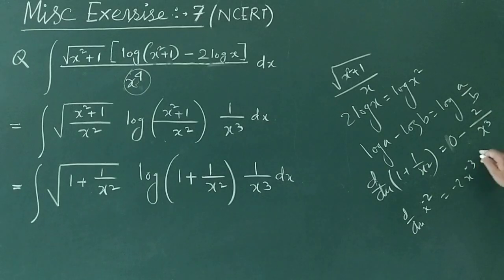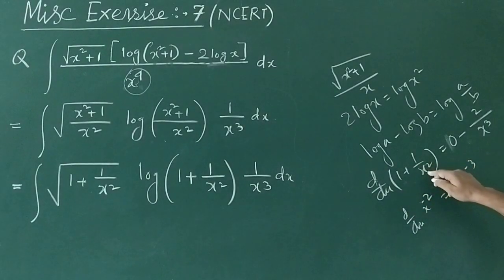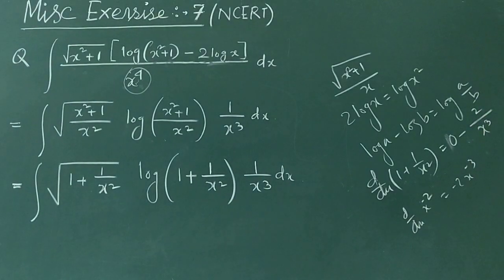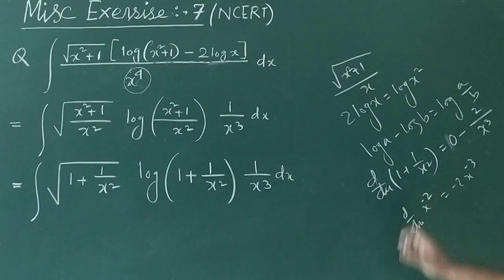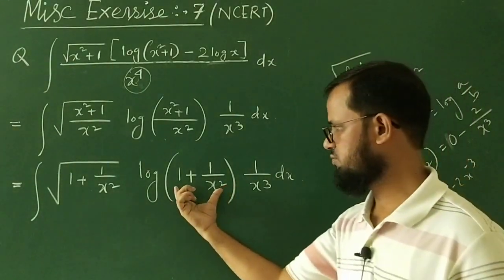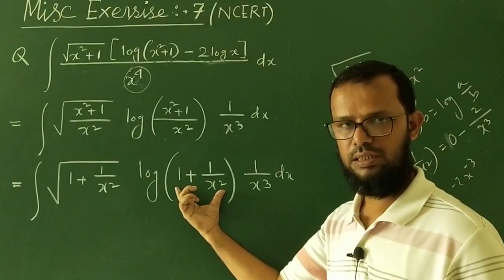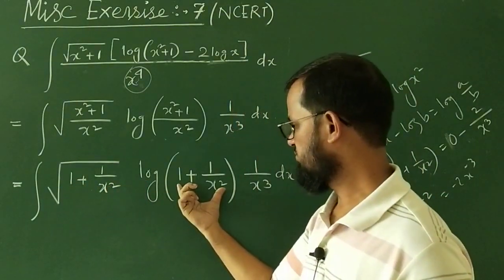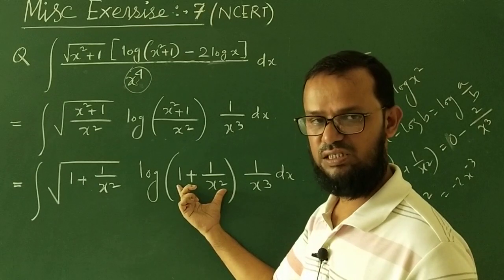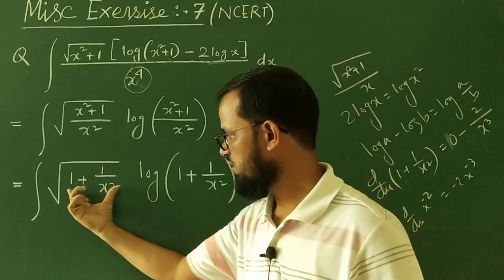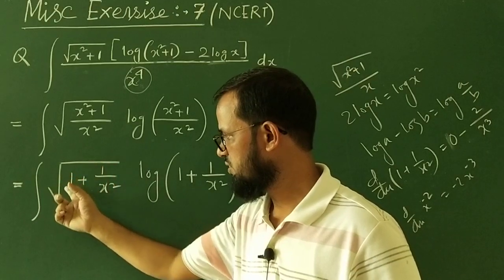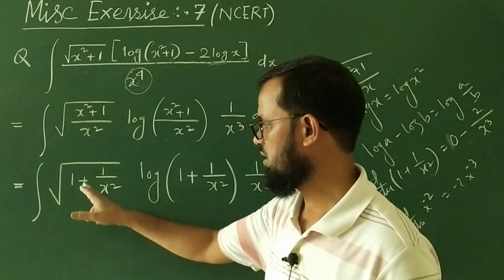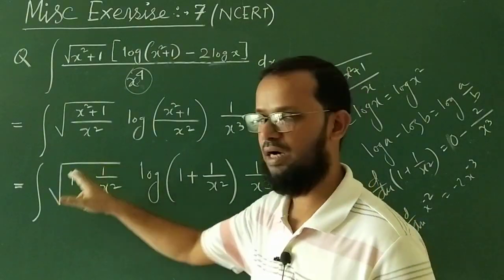So since d/dx of 1 plus 1 by x square is minus 2 by x cube, that means we are getting a 1 by x cube term after the differentiation, and we also have 1 by x cube. So we can substitute 1 plus 1 by x square as z or z square. Don't bother about this, whatever it is, z or z square, you have no problem. But when you substitute 1 plus 1 by x square, the whole term under the square root, we already know the rule is that the expression can be substituted by what?